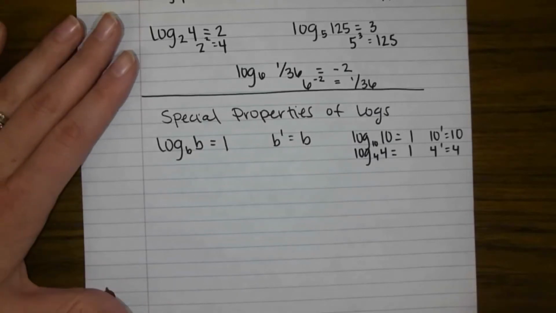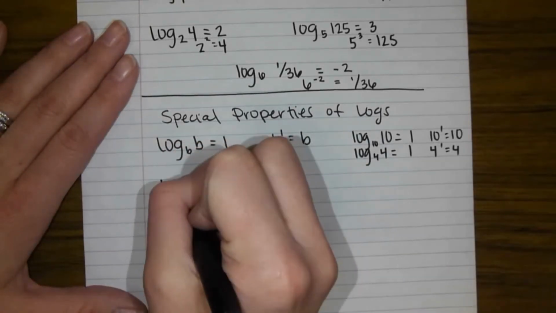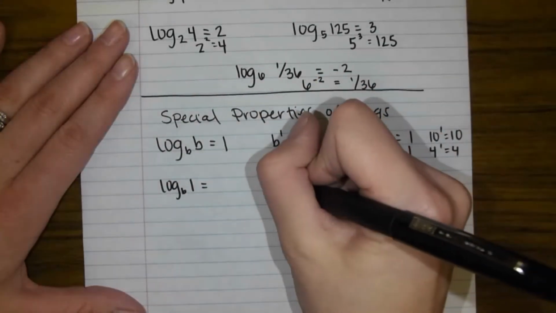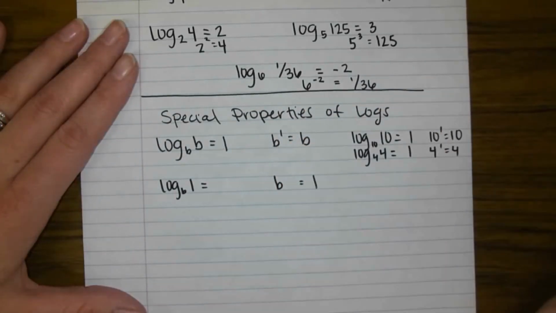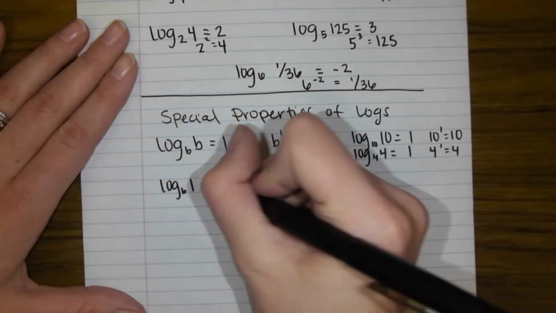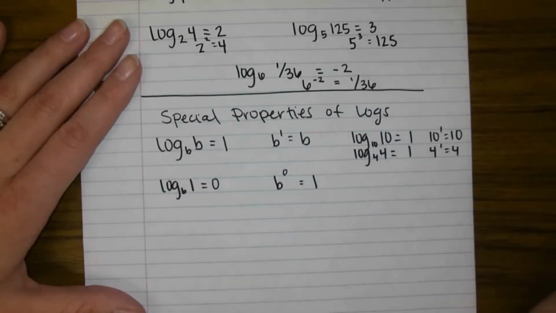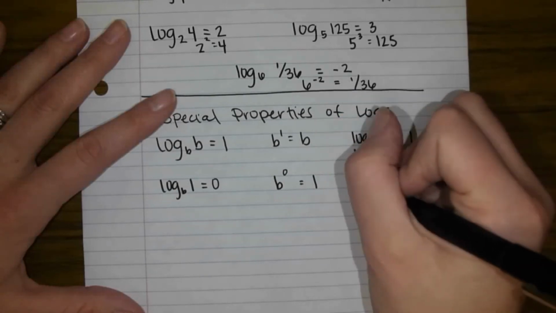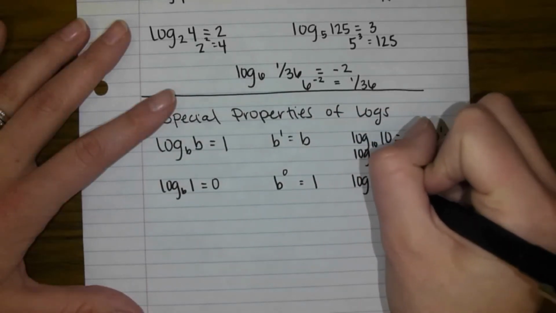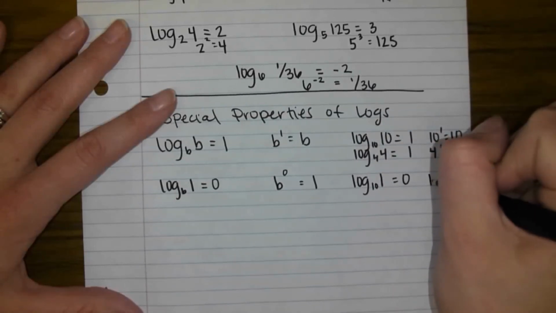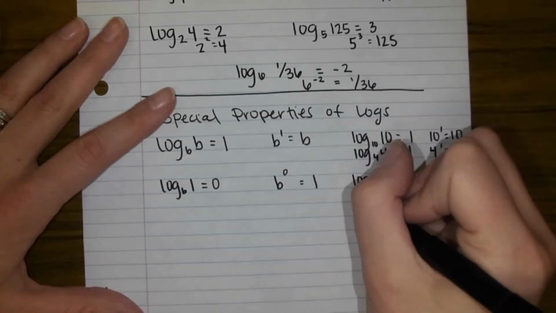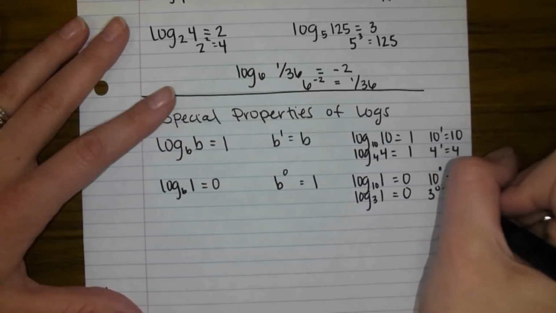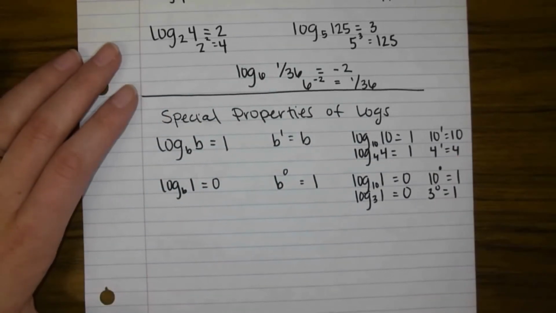Let's look at another special property of logs. What if we have log of any base and the argument is 1? What is that going to equal? What I mean is b to what power always equals 1? 0. It doesn't matter what the base is, if you raise it to the exponent of 0, it always equals 1. And so we can do a couple of examples of this. What if we have log base 10 of 1? That equals 0, because 10 to the 0 power is 1. Or log base 3 of 1. Still 0, because 3 to the 0 is 1. Pretty cool.